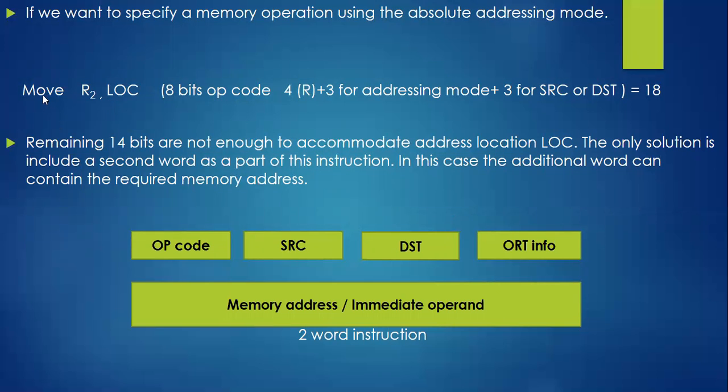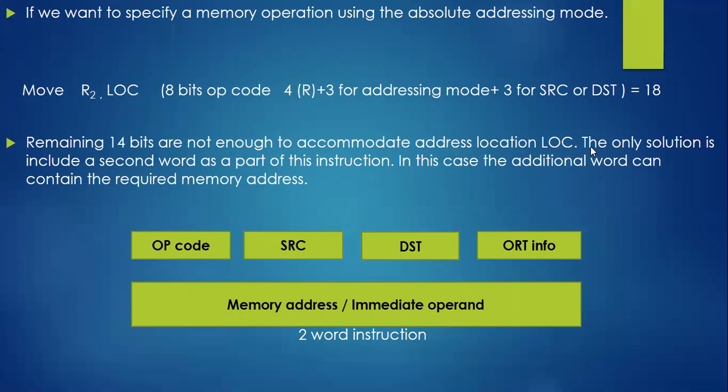As usual, 8 bits we need for the opcode. Then for mentioning the address of R2, we need 4 bits. Then to mention the addressing mode, we need 3 bits. To mention where exactly it is, whether in the source or destination, we need 3 bits. How many bits is it? Total 18 bits: 8 plus 4 plus 3 plus 3. 3 plus 3 is 6, 6 plus 4 is 10, 10 plus 8 is 18 exactly. What are you left with? The remaining 14 bits are not enough to accommodate the address location LOC.